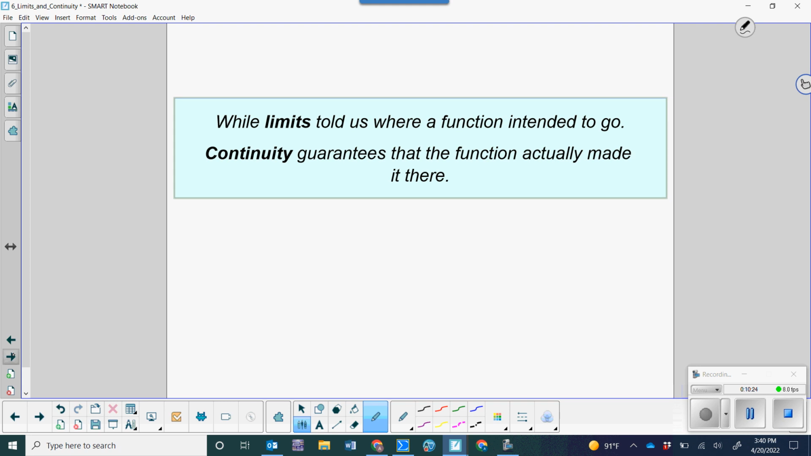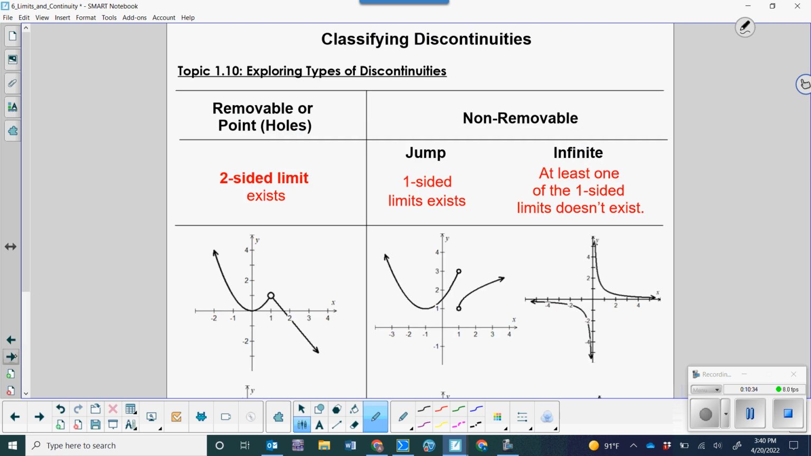Well, continuity guarantees the door's open, we actually made it there, okay? So we actually got in and we made it through. So continuity is important for functions, okay? So we have to talk about that a lot.